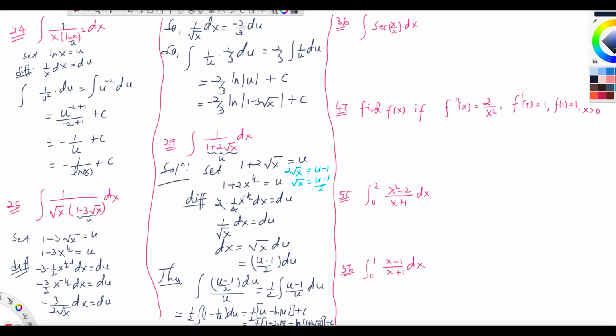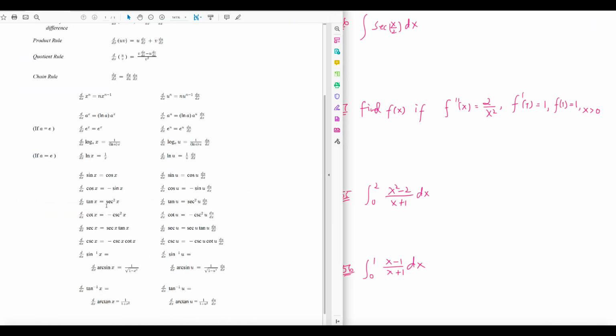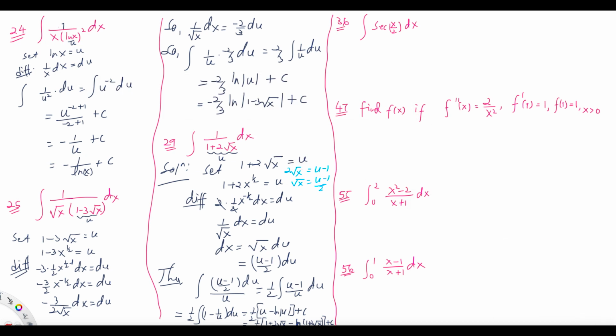Let me show you that. Antiderivative, or what is the derivative? You see that the derivative of secant x is secant x times tangent x, but the antiderivative of secant, do you remember we did in the last slide?